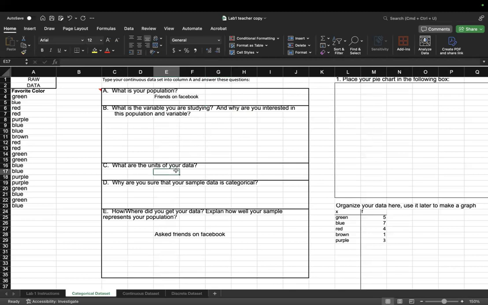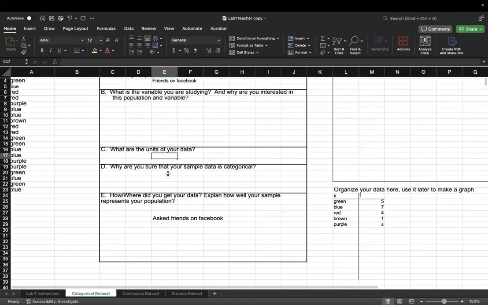Most of the time, categorical will not have units. So you can just type NA or no units. It's categorical, whatever you want to do. Why am I sure my sample is categorical? This is where you are going to rely on the definition of categorical. You're going to look back in your notes at what a categorical variable is, and then you will say, this is how I know it's categorical. I want you to look at the definition and apply it to the data you have. I know it's categorical because insert thing here.